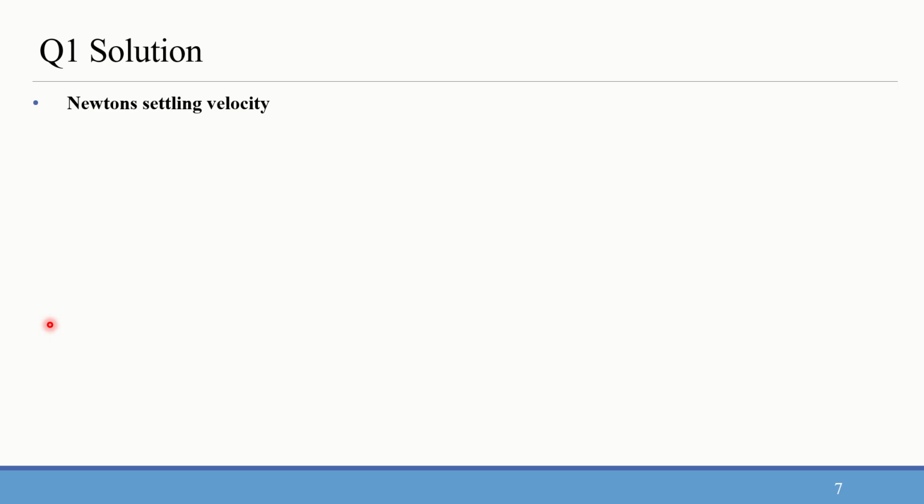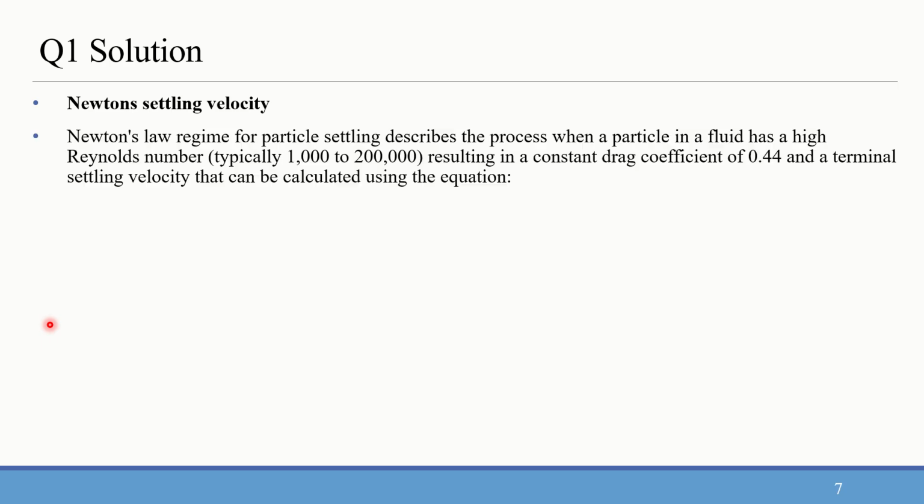Next is Newton's settling velocity. Newton's law regime for a particle describes the process when a particle in a fluid has a higher Reynolds number. So previously we had low Reynolds number and now we have high Reynolds number, typically 1000 to 2 lakhs, resulting in a constant drag coefficient. Settling velocity and terminal settling velocity can be calculated using the equation.